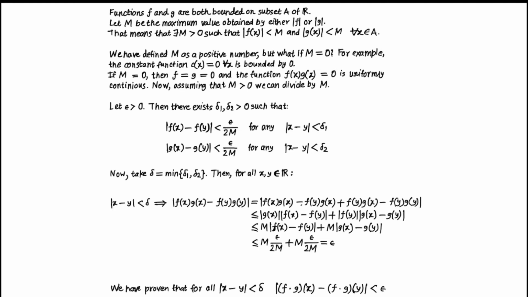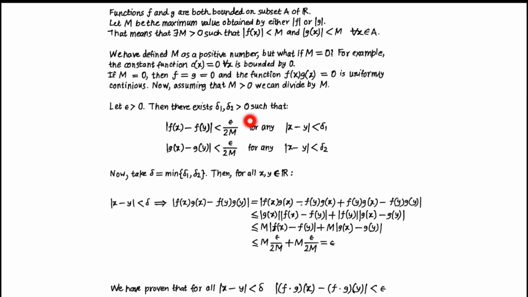So let us choose epsilon positive. We know that f and g both are uniformly continuous. So there exist some delta 1 and delta 2 for which whenever |x - y| < delta 1, |f(x) - f(y)| < epsilon/2M. We are dividing by 2M because of some calculation in the next step. Similarly, whenever |x - y| < delta 2, |g(x) - g(y)| < epsilon/2M. So for these steps, we are using the result that f and g both are uniformly continuous, right?